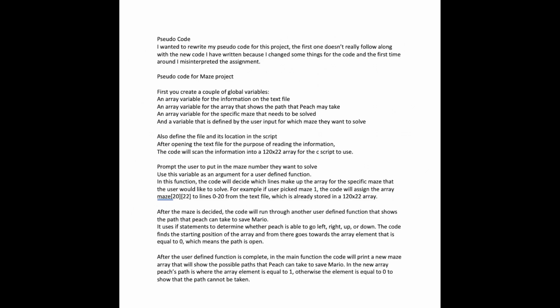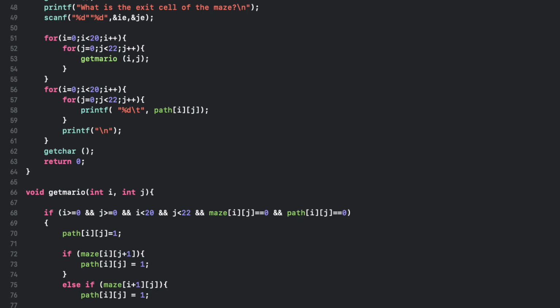In the main function, after the code goes through the user-defined functions, the code will then print out the array that shows the possible paths Peach can take to save Mario. Afterwards, the code will stop. As you can see in the script, right before the main function ends, there are two for loops and a printf function to print out the path array, which shows the path that can be taken by Peach.